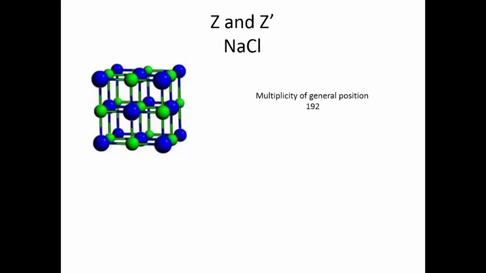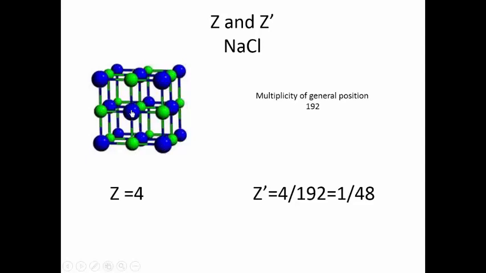For sodium chloride, that's a little more difficult. Here, cubic is very difficult to deal with in terms of its symmetry. There is a multiplicity of 192 for the general position. That's a lot of symmetry elements. So here we have Z equals 4 for sodium chloride. Let's just remind ourselves of that. If we look at the blues, we see we have 1 on each corner, which would be 1/8. So that 1/8 times 8 gives you 1.